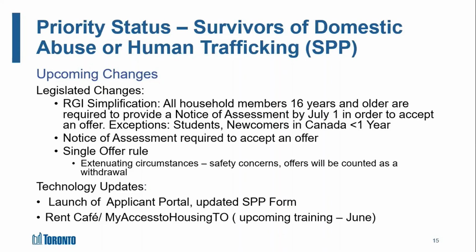Some of the technology updates that we are working on is the launch of the application portal. Hopefully by June, this application portal should be available, but again, we will keep you updated. And we've also updated the special priority form, which we worked with the coordination team to design and develop. The Rent Cafe My Access to Housing training, we're also working with this team to develop some training dates, and we're looking forward to rolling that out in June.